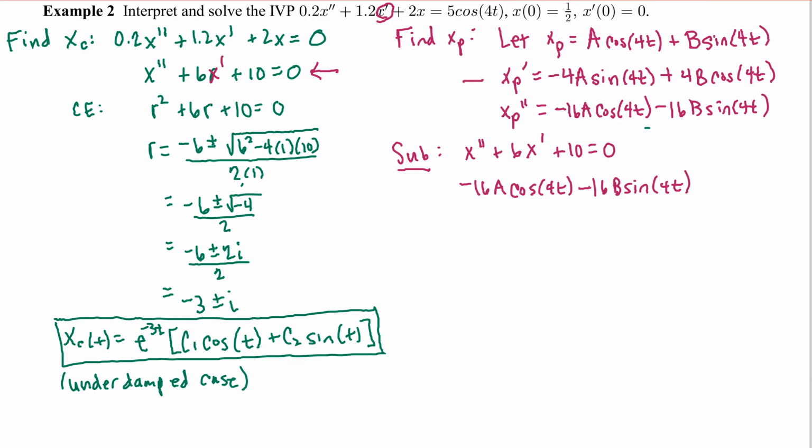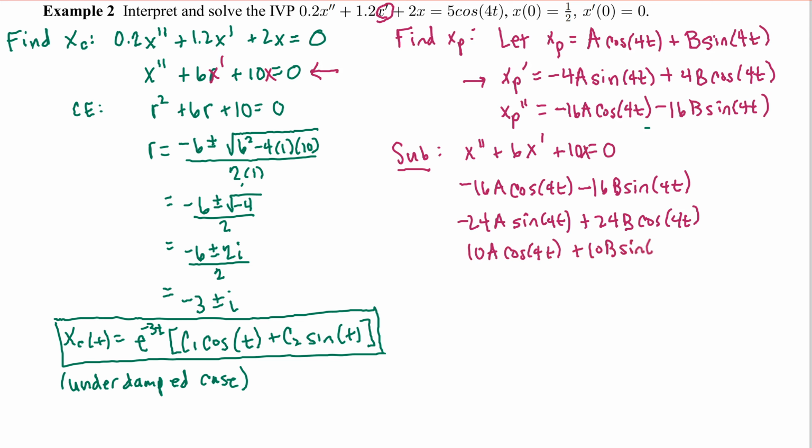So multiplying x prime by 6, I would end up with negative 24a sine of 4t. Remember, we're multiplying by 6. Negative 24b cosine of 4t. And I'm going to add this to, oh, missing an x term over here too. Add this to 10x. That's going to be 10a cosine of 4t plus 10b sine of 4t. Okay?